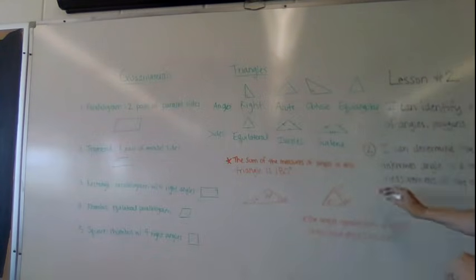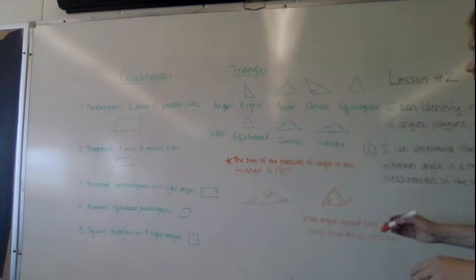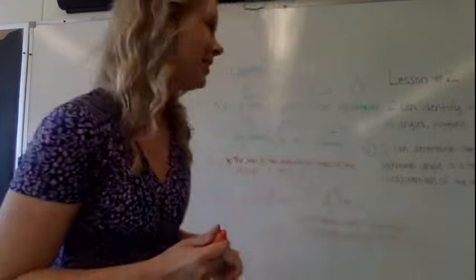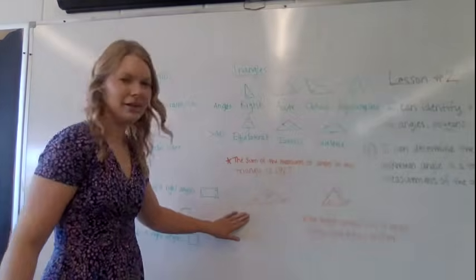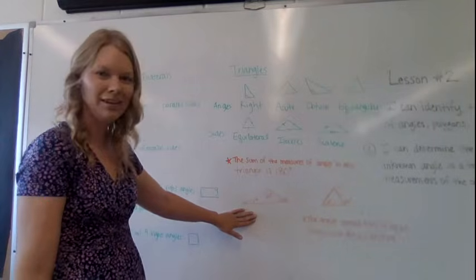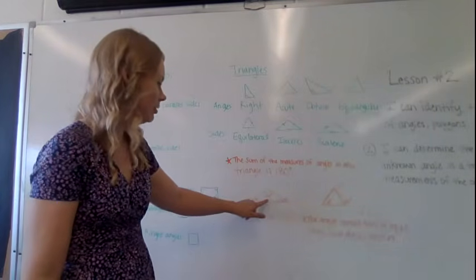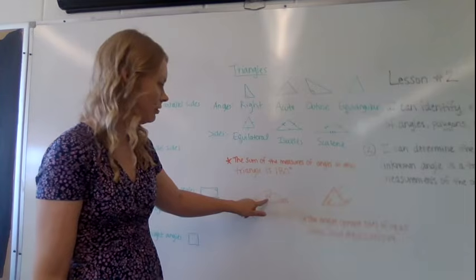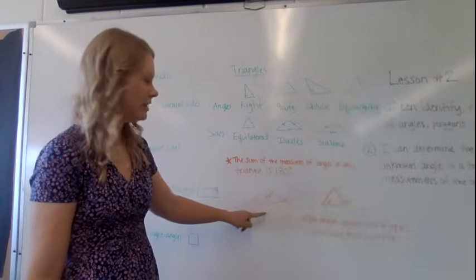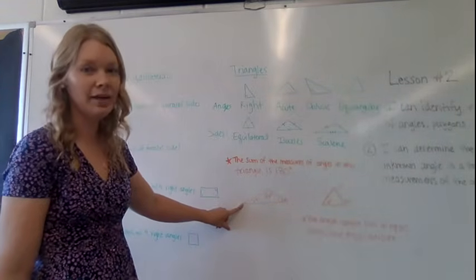Lastly, in orange, we have our second objective, which is to be able to determine the measurement of an unknown angle in a triangle when we are given the measurements of the other 2 angles. So we've got an example here. This is an obtuse scalene triangle. And we are given 2 of the angle measures, 130 degrees, there's our obtuse angle, and 30 degrees, and we are asked to find the remaining angle.